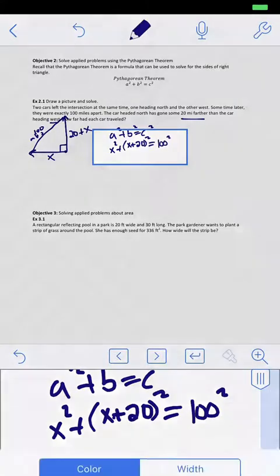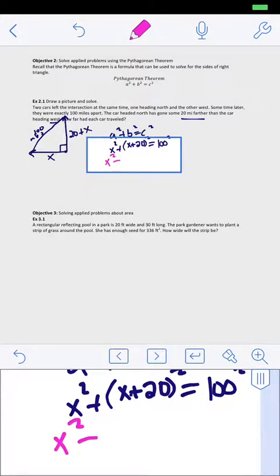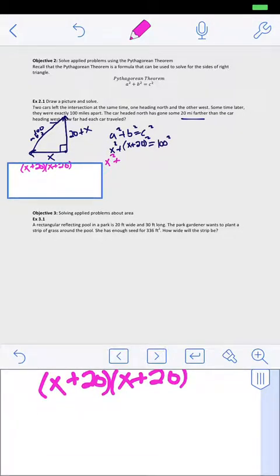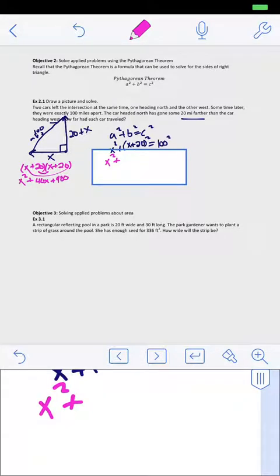And I've translated. Let's go ahead and solve. So I have x squared plus x plus 20, I'll do over here, plus 20 times x plus 20. It's not x squared plus 400. It's x squared plus 20x, and 20x makes 40x plus 400. So I have x squared plus 40x plus 400.